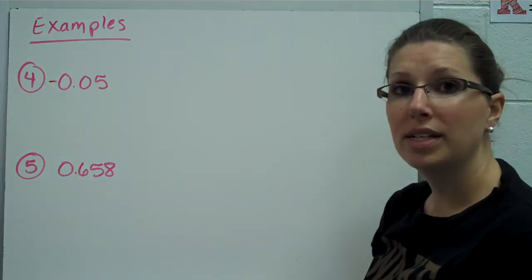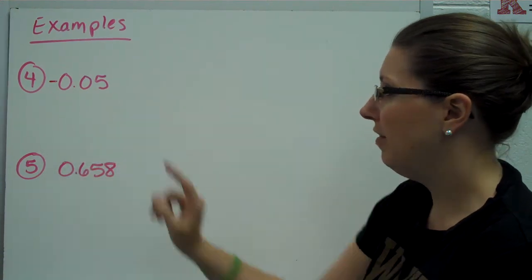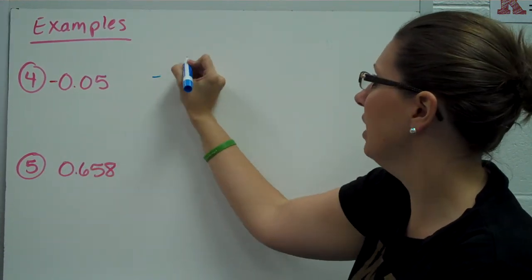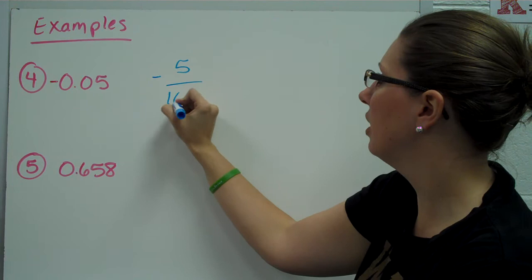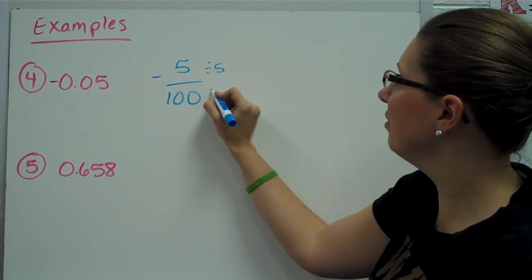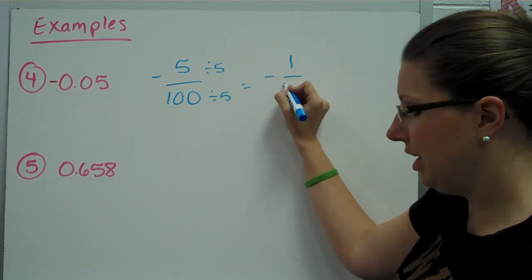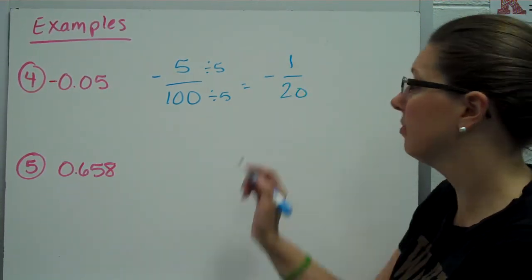Okay, we've got 2 more examples to do. The first one is negative 5 hundredths. So negative 5 hundredths. And both of these numbers are divisible by 5. So that's negative 1/20th.